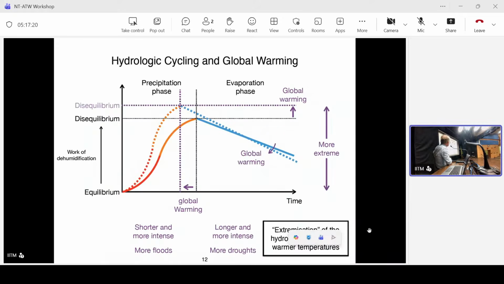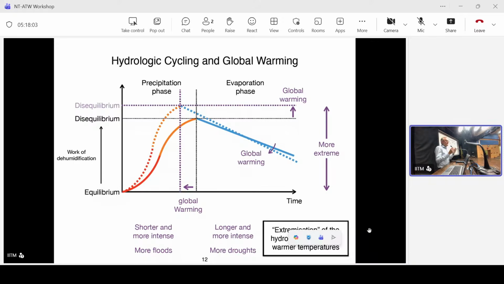And in the evaporation phase, well, we saw that we have a change in the equilibrium partitioning, but that's only 2 to 3% per Kelvin. So that means there will be more potential evaporation. I refer to potential evaporation because it depends on water availability on land, for instance. So evaporation will tend to increase, but not as much as precipitation increases. And so the time until we get another precipitation event actually increases. So we have longer and more intense evaporation periods, and that would relate to more droughts.